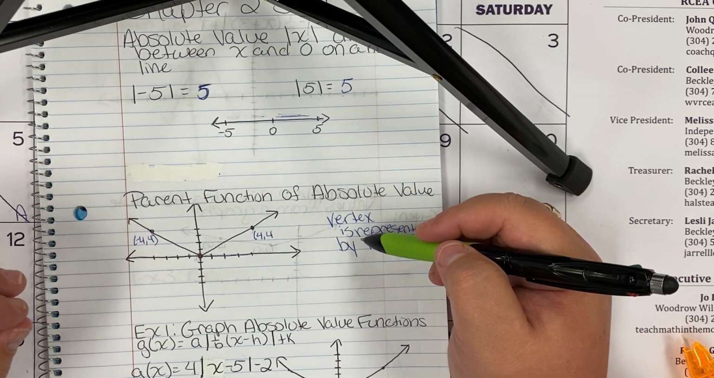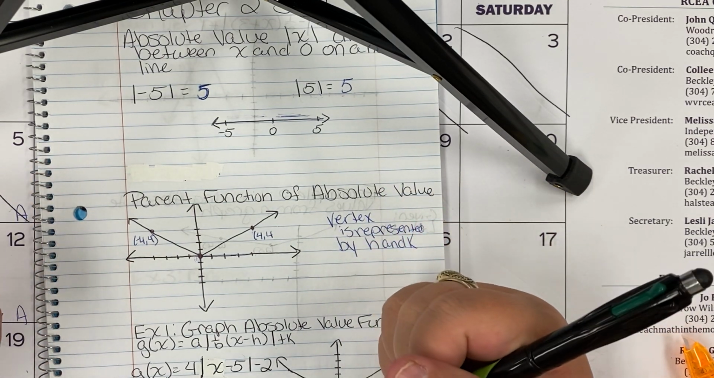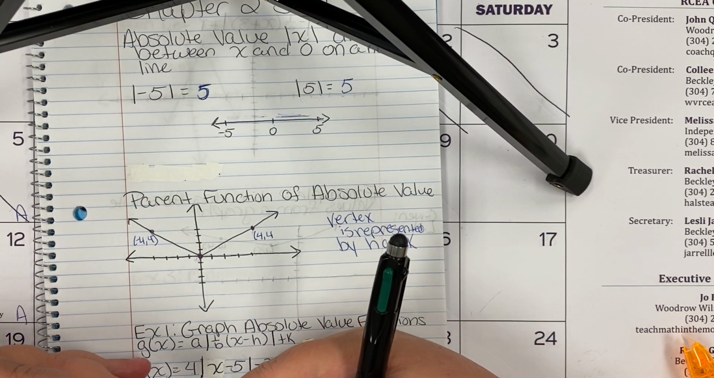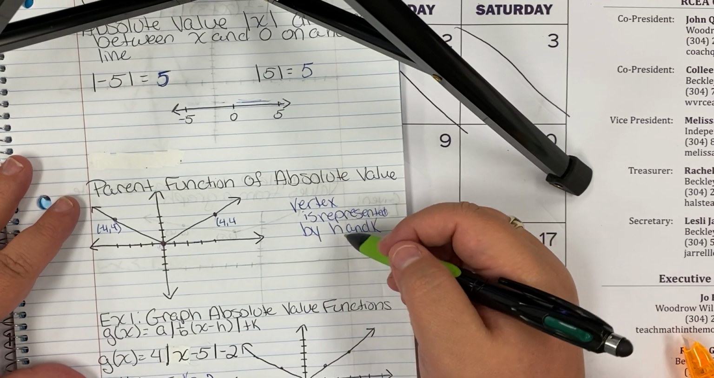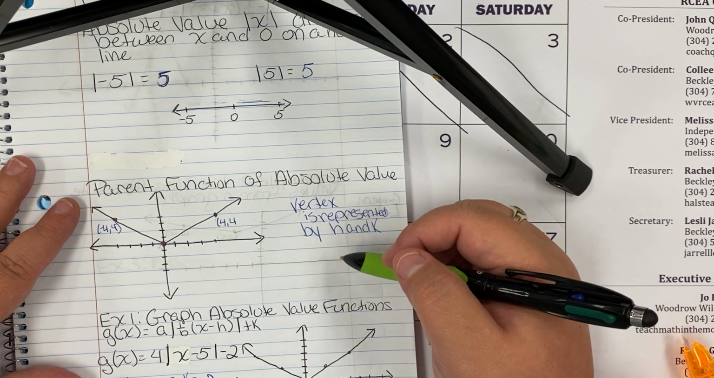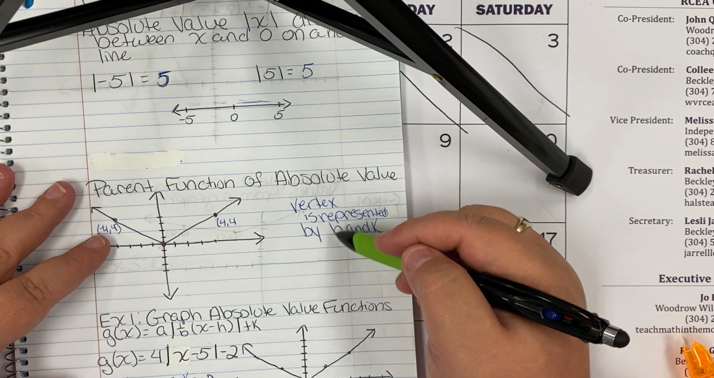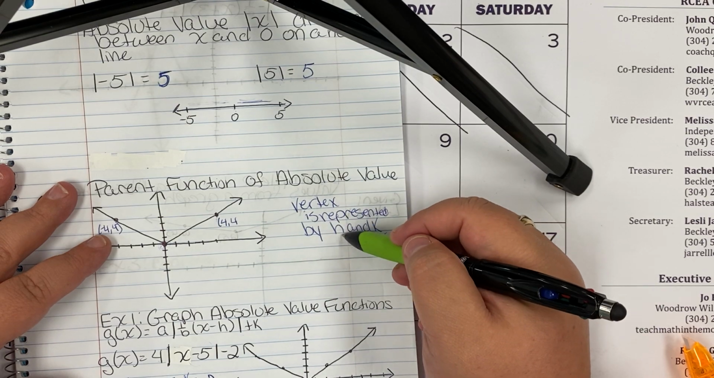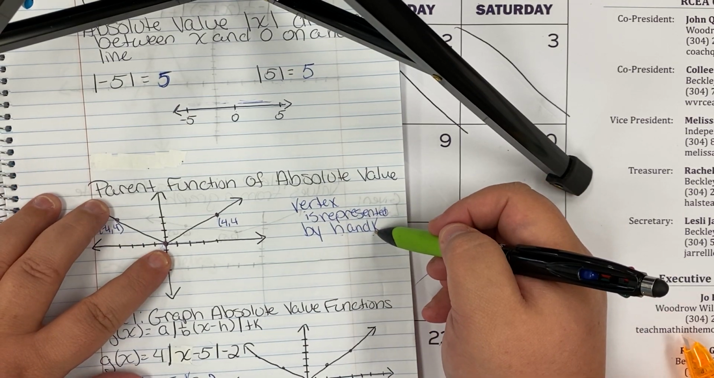And that's your vertex. Your vertex is where your two lines meet, where your graph starts. It's represented in that formula that we dealt with in chapter 1, that big long one that you have your note card for. It's represented by h and k. In this case, h would be 0 and so would k because it's the parent function.